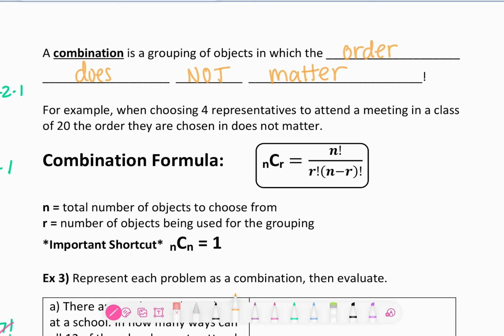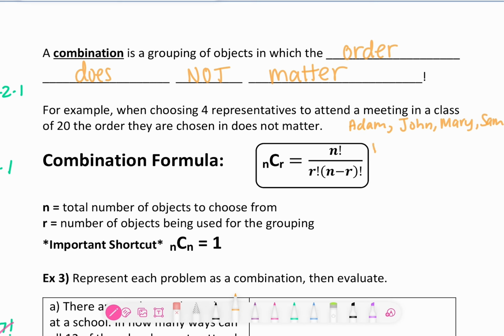So if I just say, okay, here's 4 representatives, they don't have any special title, I just need to pick 4 students, then if I choose, let's say, Adam, John, Mary, and Sam, right? Those are my 4 representatives. I can change that order all I want. It doesn't change the 4 representatives that are attending the meeting, right?